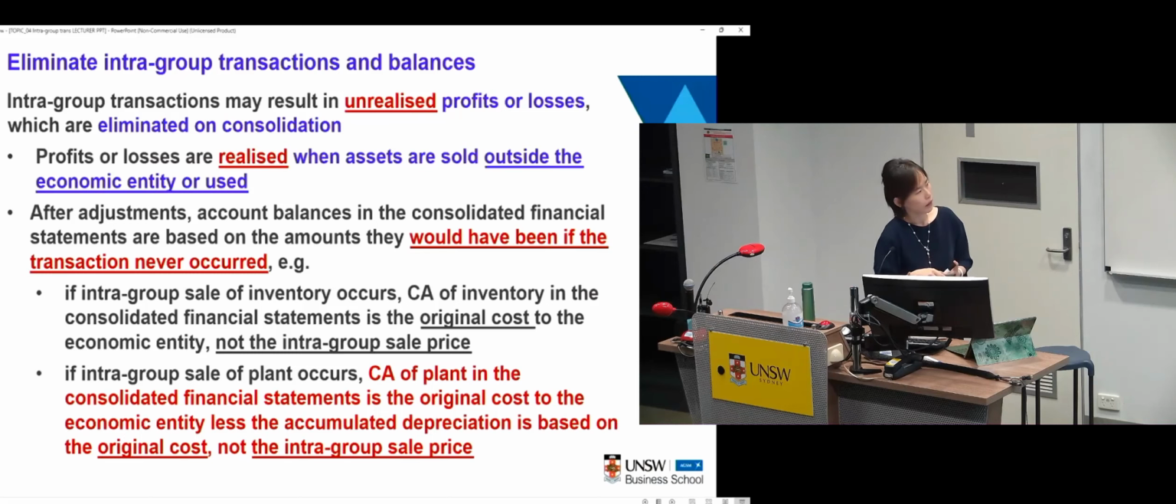Okay. Now, if there is an intragroup sale of PPE, then the carrying amount of the plant in the consolidated balance sheet is the original cost to the economic entity minus any accumulated depreciation calculated based on the original cost, not the intragroup transfer price. Right? So we're going to use an example to show you how to make these adjustments. But we first of all have to understand the rationale behind the adjustments, the general principle and the rules.